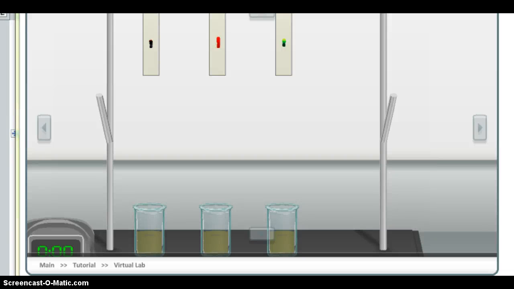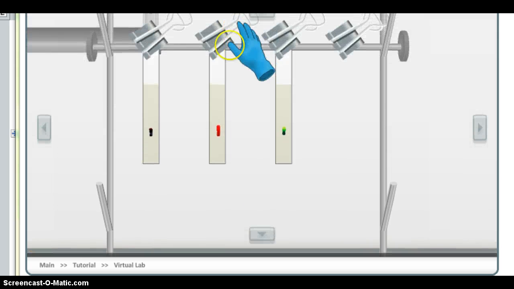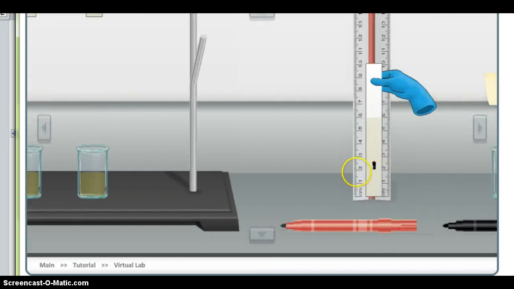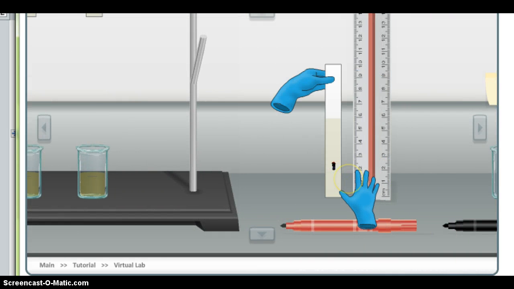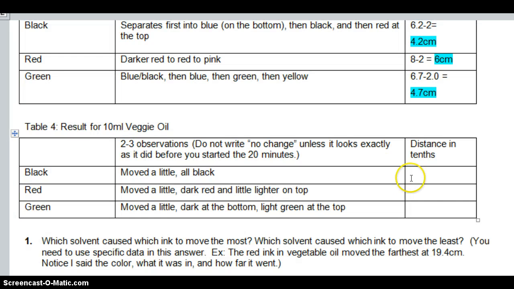This is part 3 of the Unit 2 lab. Alright, so we have our substances that moved in oil and now we have to measure it. And remember we started at the 2 centimeter mark. And did it even travel 1 whole centimeter? No, it looks like it traveled about half. So for black, 0.5 centimeters.